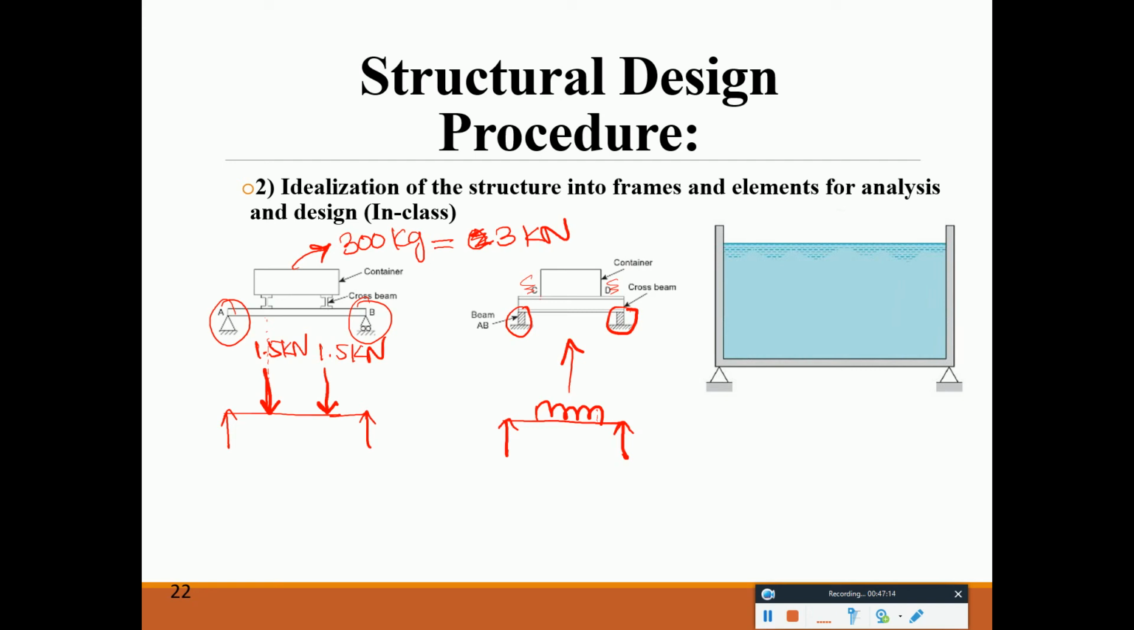Now going to the example of the water tank that I have given you to solve. If you go and see what happens here, we have three elements. So we have element number one, that's the first one. Then we have element number two, that's the second one.